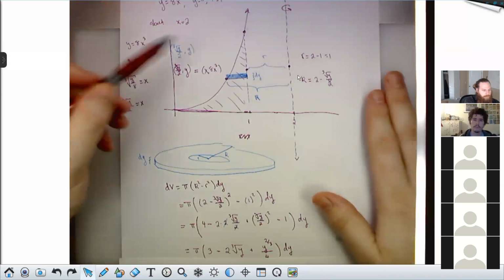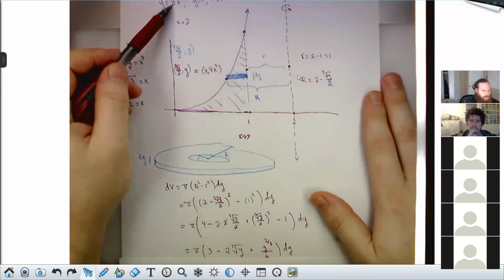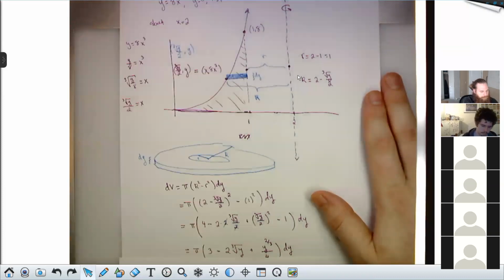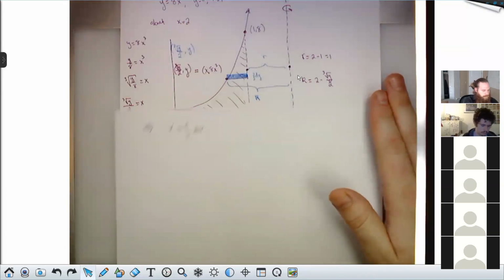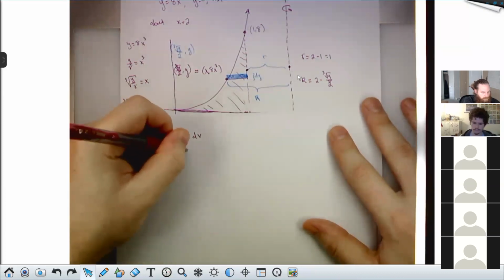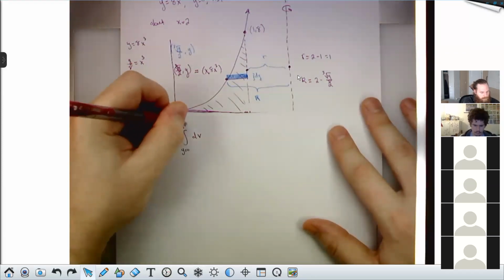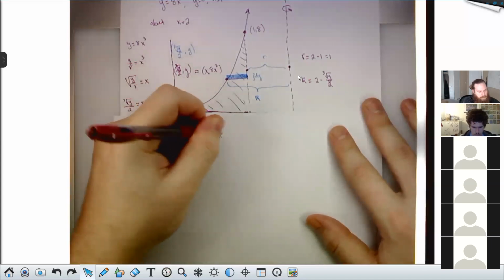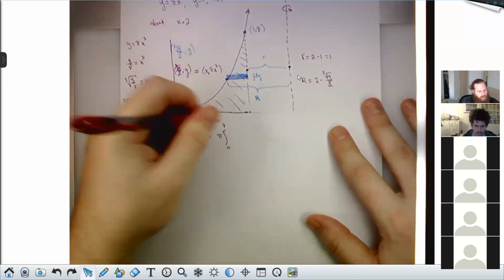We're along the curve y equals 8x cubed, so this is the point (1, 8). So my integral is going to be running from y equals 0 up to y equals 8, and then that is going to be pi times the integral from 0 to 8.